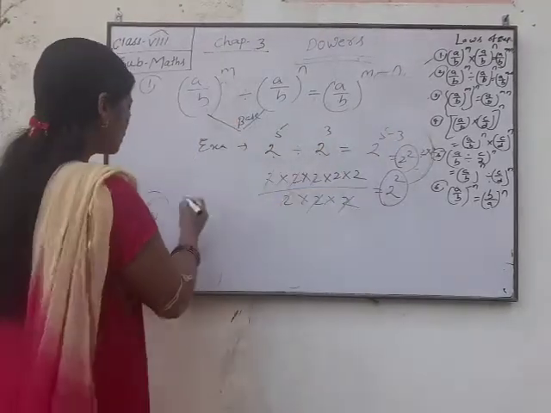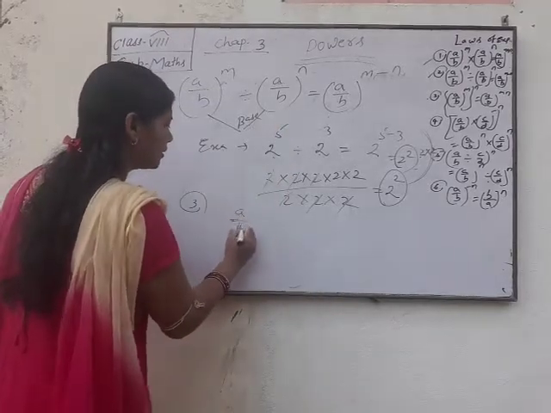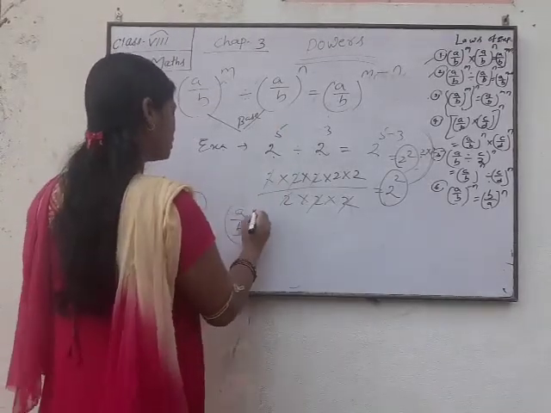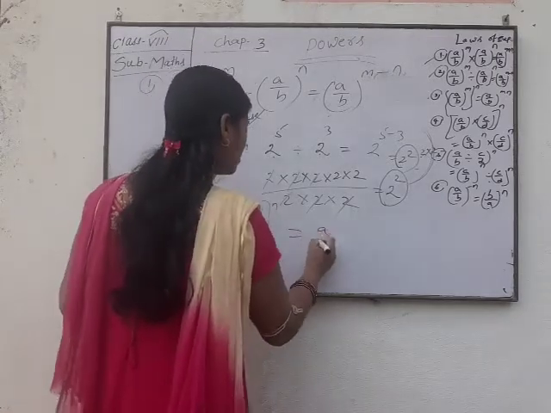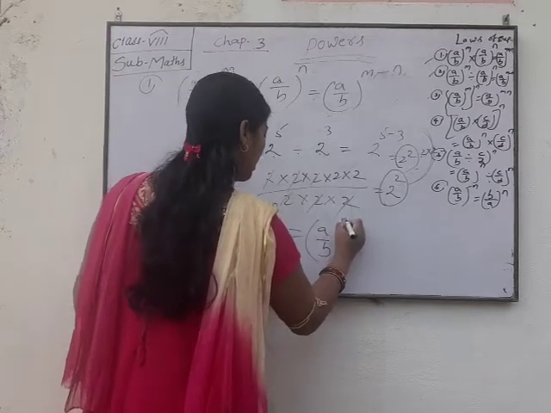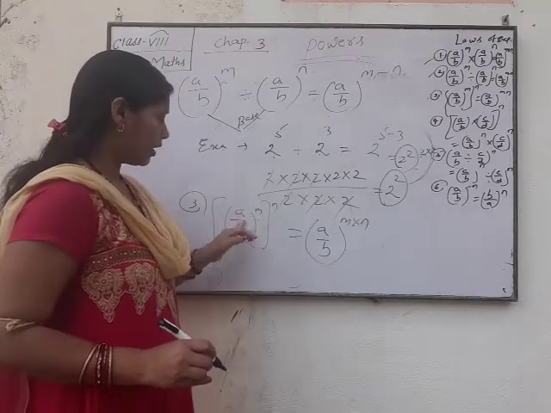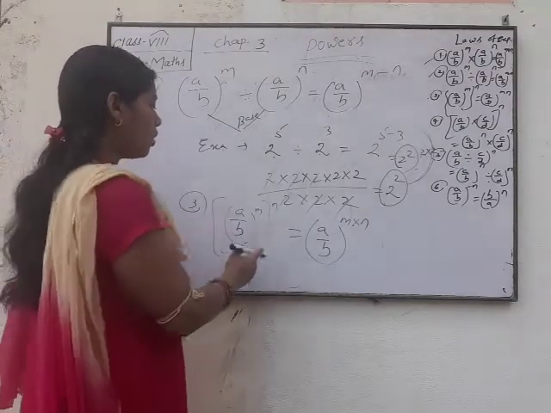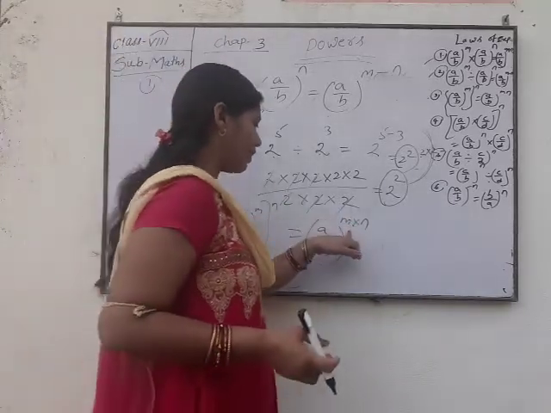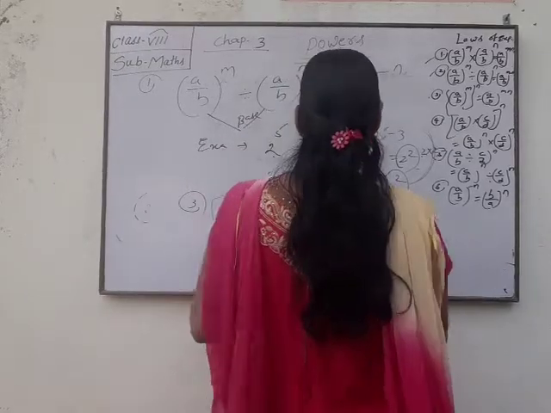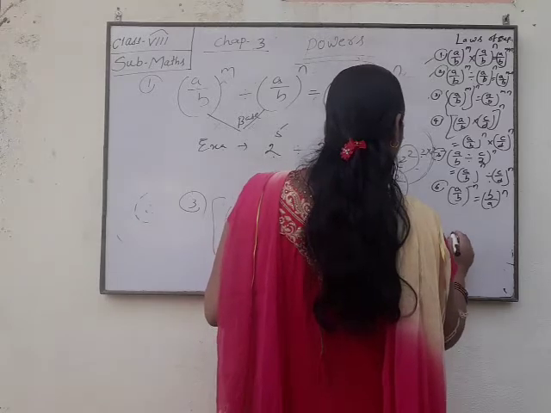And third is, if a by b whole to the power m, whole to the power n, your formula is a by b to the power m multiplied by n. Here a by b to the power m, again whole to the power n. So your formula is a by b to the power m into n. Your example, suppose 5 to the power 2 whole to the power 3.